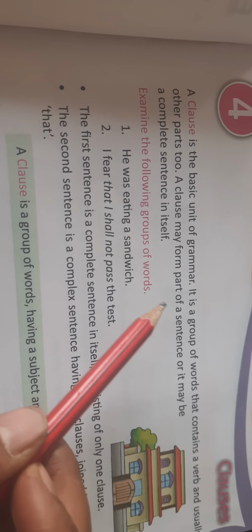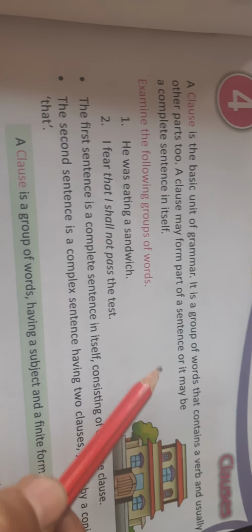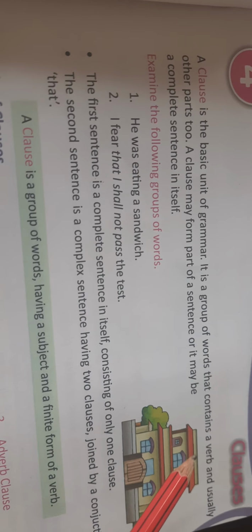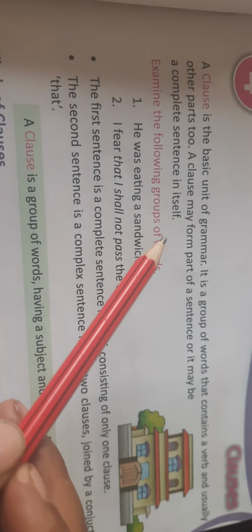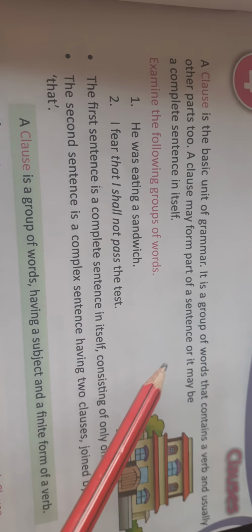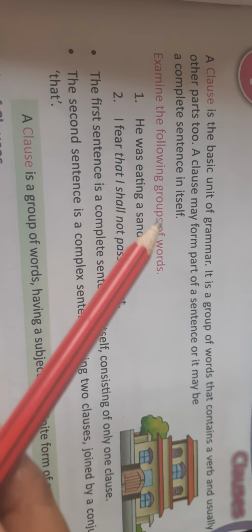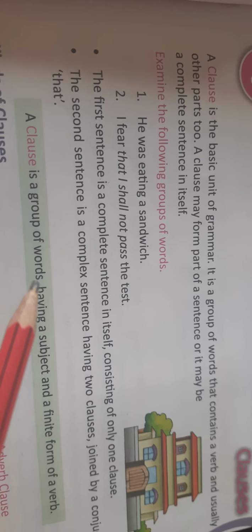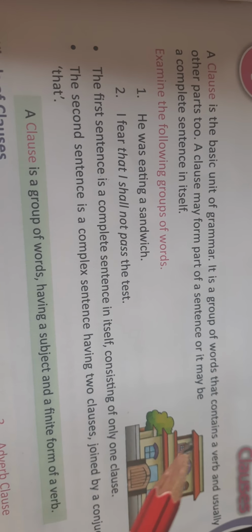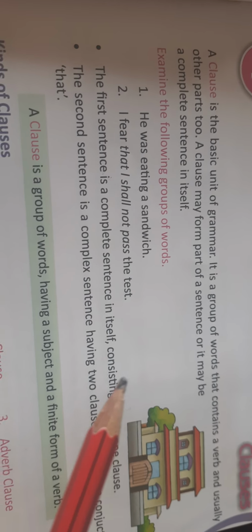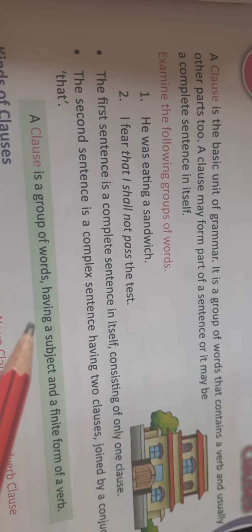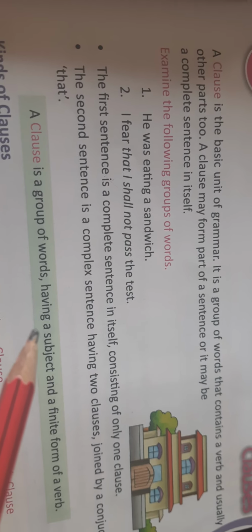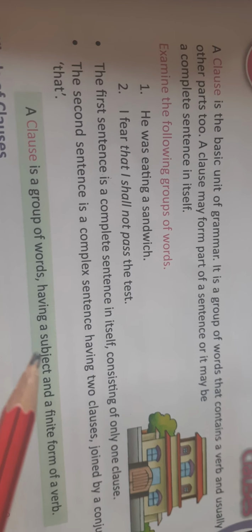A clause is the basic unit of grammar. It is a group of words that contain a verb and usually other parts too. A clause may form part of a sentence or it may be a complete sentence in itself. Means a clause is a group of words that include both a subject and a verb. And a clause functions as an adjective, as an adverb or as a noun.